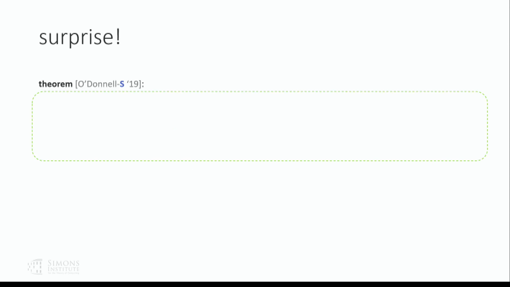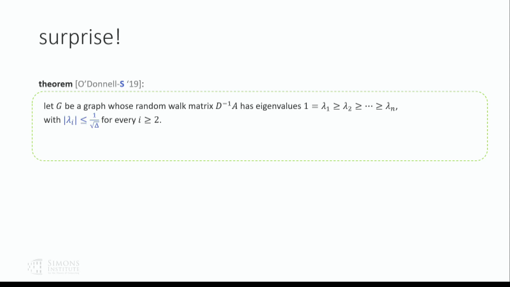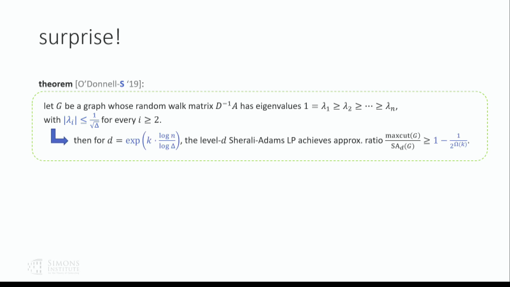But it turns out that instead of proving lower bounds, what we prove is an upper bound. Surprise. Suppose that I have a graph where the random walk transition matrix has eigenvalues that are bounded by some parameter 1 over square root delta. There's going to be a reason why I said it this way that will become apparent in a second. So what we then show is that if you take exponential in log n over log delta rounds of Sherali-Adams, then you can get an approximation ratio that's like 1 minus 2 to the k. So a good approximation ratio in this many rounds.